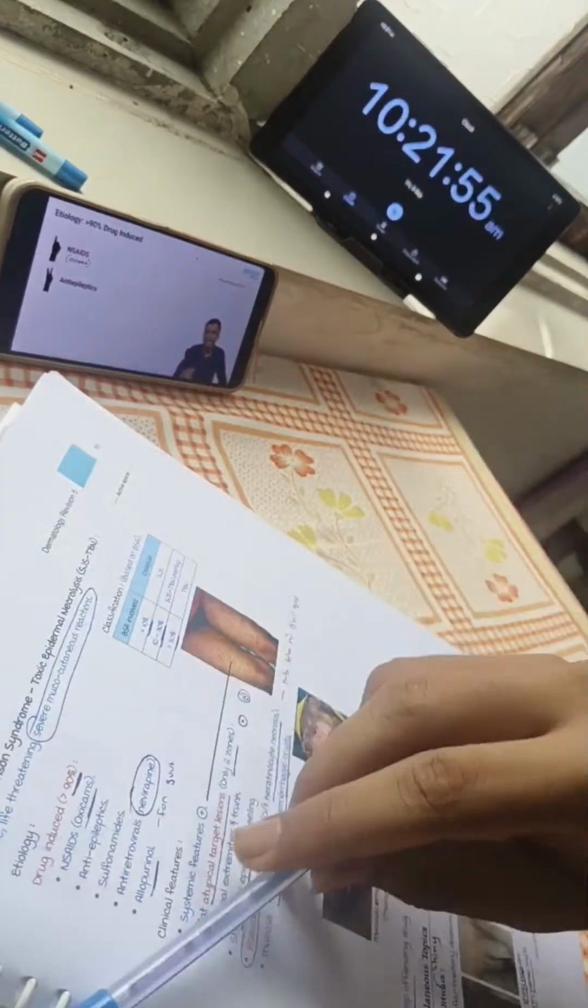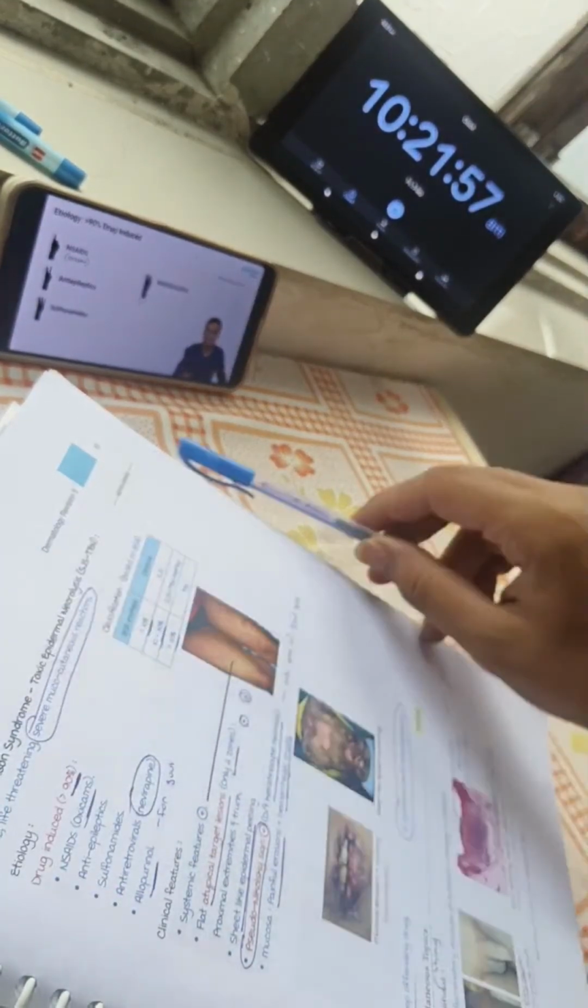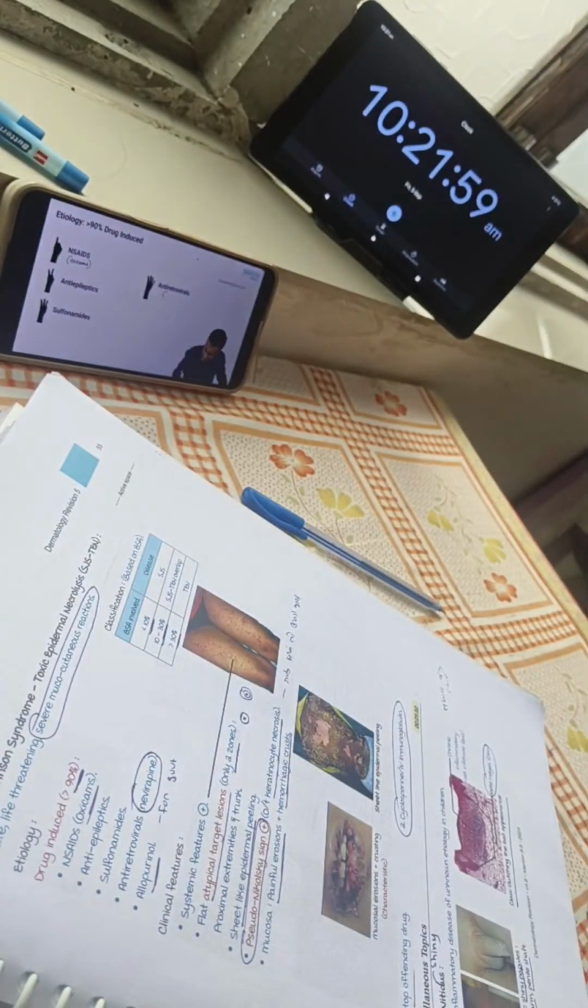Number 1, we have the NSAID group of drugs, especially the oxicams. Number 2, anti-epileptic drugs. Number 3, sulfonamides. Number 4, antiretrovirals like nevirapine. And lastly, allopurinol, which is a drug used in the management of gout. Let us now look at the classification of SJS and TEN based on the body surface area involved.